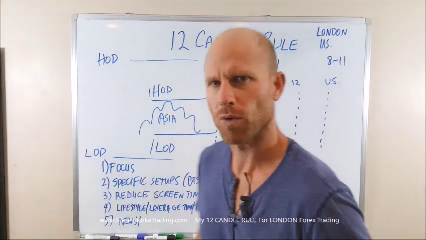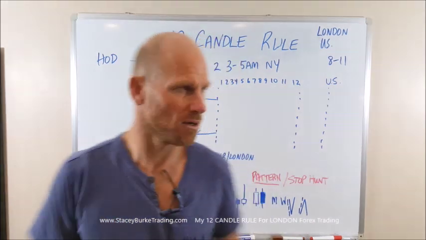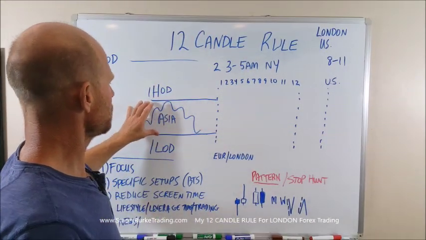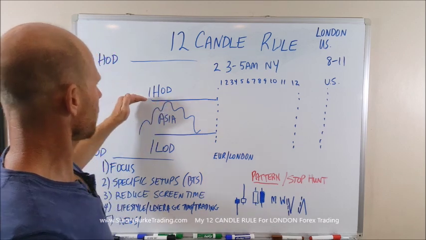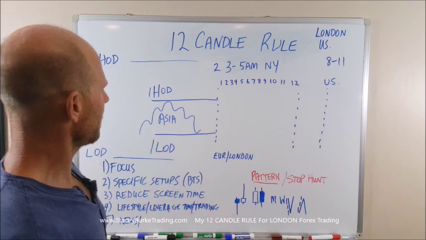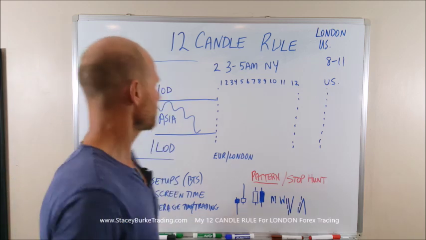So what my 12 candle rule is this. We talk about the Asia trading time frame. I don't trade Asia, but how that is used to accumulate orders and how the market makers will reset the initial high and low of the day when that New York rollover occurs at 5 p.m.